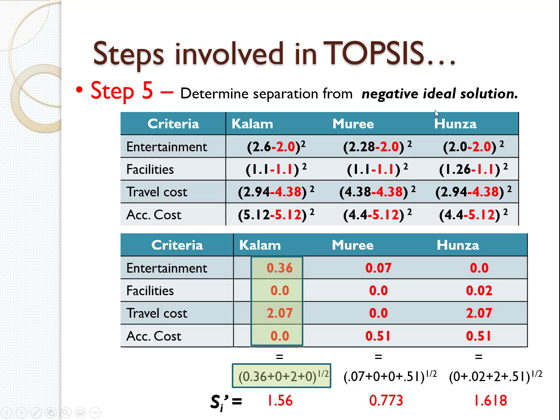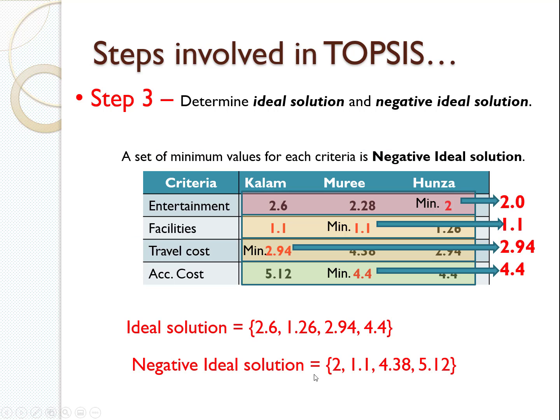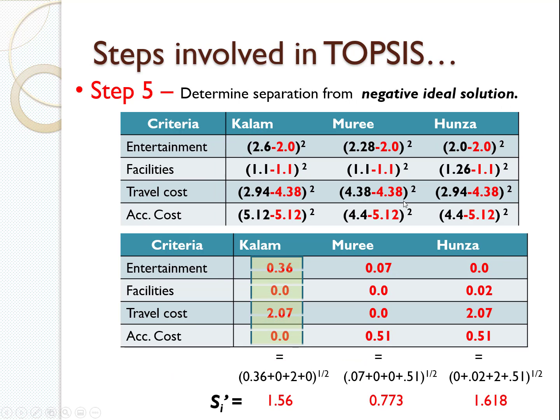Now we will calculate the negative ideal solution. The process is very similar to the positive ideal solution. You need to remember these: 2, 1.1, 4. So you subtract 2.6 minus 2, 2.28 minus 2, and 2 minus 2, and square. Similarly, 1.1 minus 1.2, 1.1 minus 1.2, 1.28 minus 1.1, and you need to take the square. I did the same step. You can see 2.6 minus 2, because 2, 1.1, 4.38 and 5.12 are our negative ideal values.